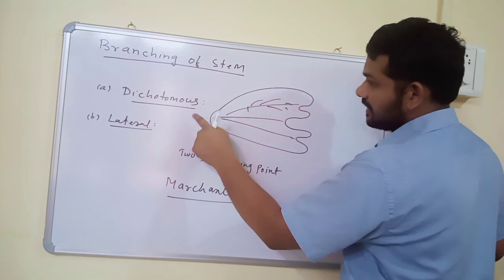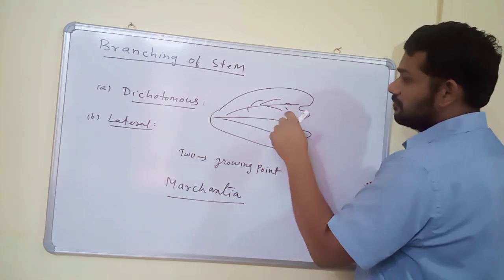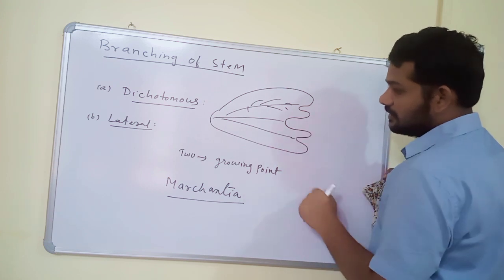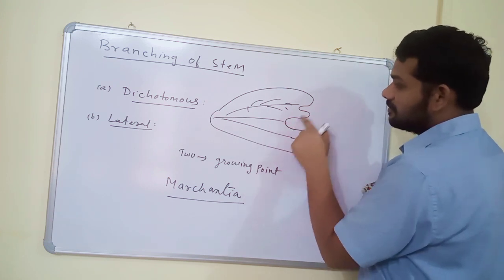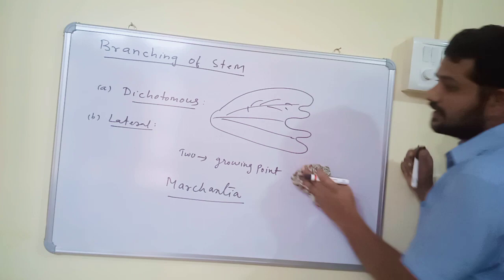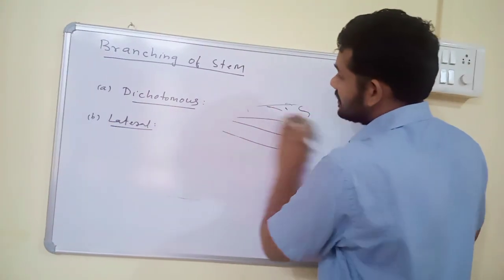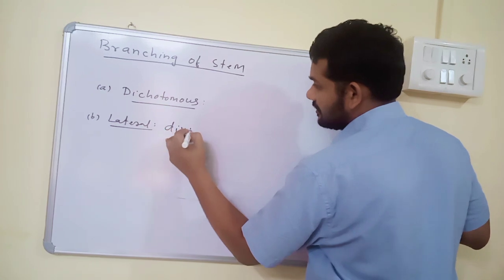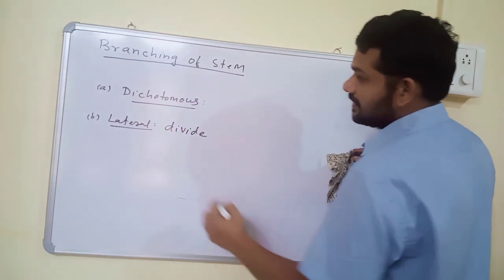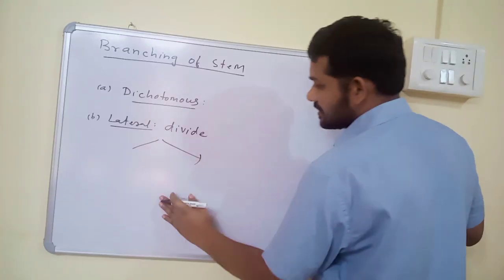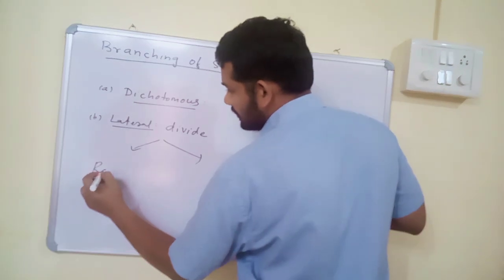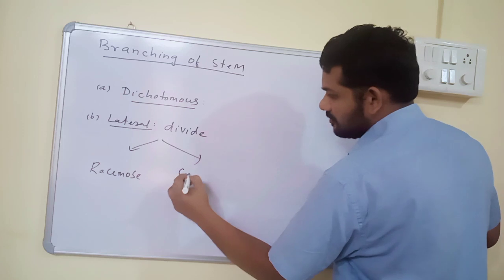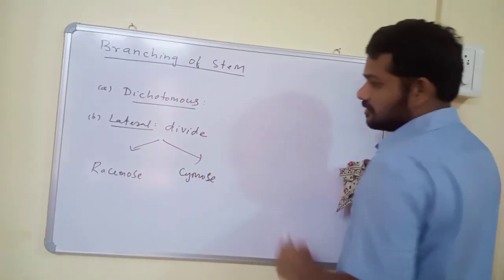Dichotomous branching. In dichotomous branching, the main stem bifurcates at the growing point, therefore the main branch disappears at the growing point. And in lateral branches, the stem does not bifurcate, the stem does not divide at the growing point. And these lateral branches are again of two different types. Some lateral branches are called racemose branching, and some are called cymose branches.